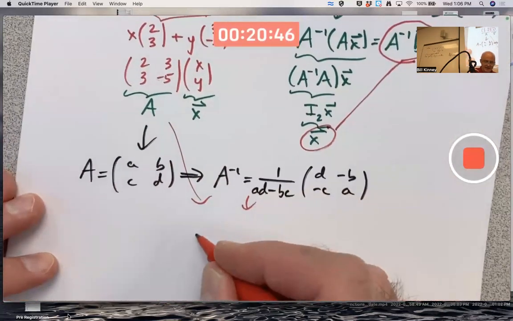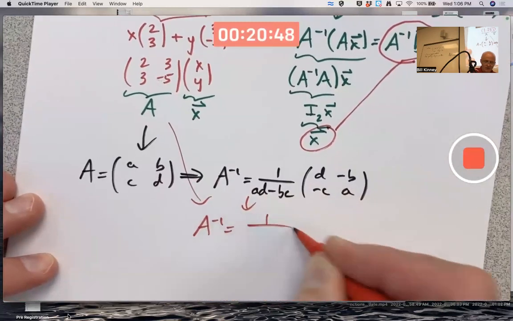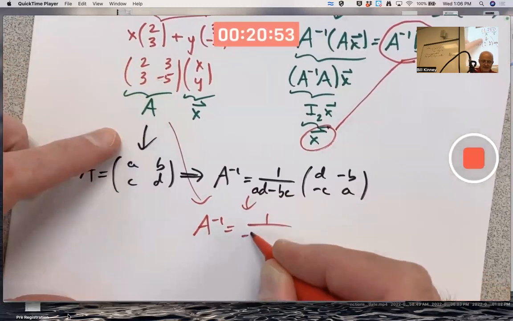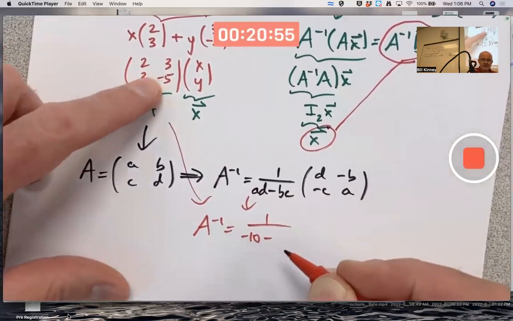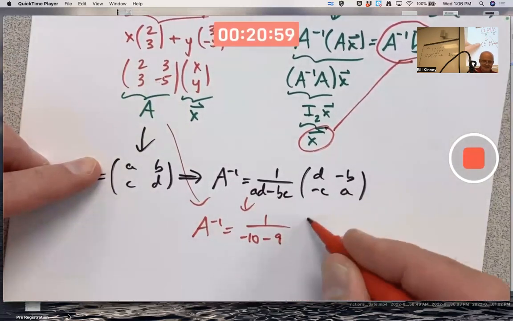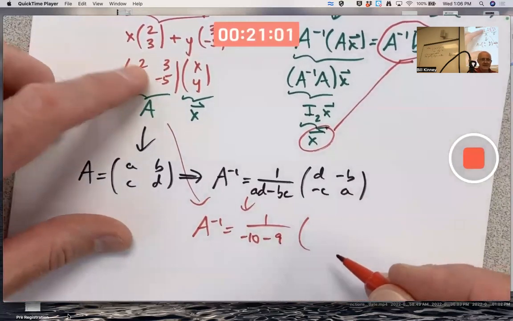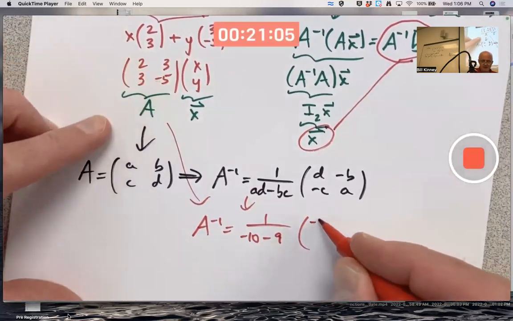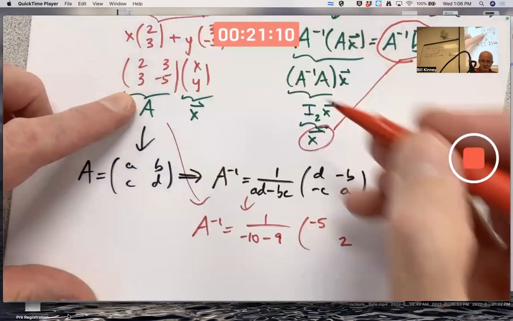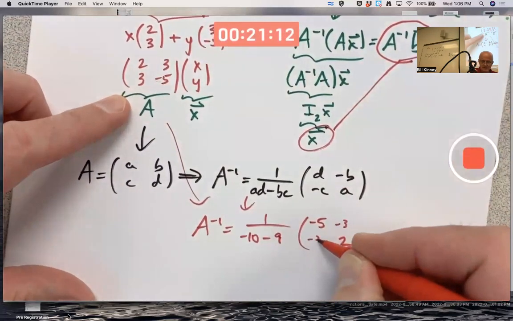So for our matrix, A inverse is 1 over A times D, 2 times -5 is -10, minus B times C, minus 3 times 3 is -9. Swap the A and the D on the main diagonal from upper left to lower right. So put a -5 up here and a 2 down there. And put negative signs in front of those 3's. -3 here and -3 there.